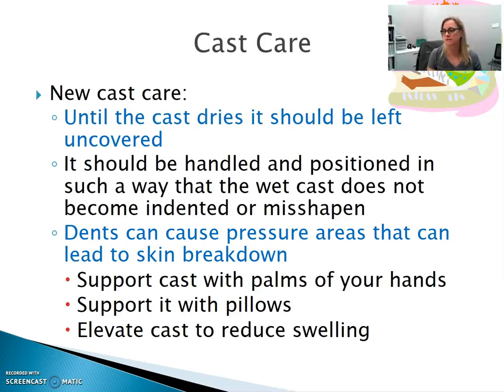Cast care. Some of your residents, you may have a resident that you're taking care of that just now is coming home with a cast because they broke a leg maybe or something. They broke an arm. Do not put anything down into the cast. Don't let your client put anything down into the cast because it'll break the skin. It can hurt.